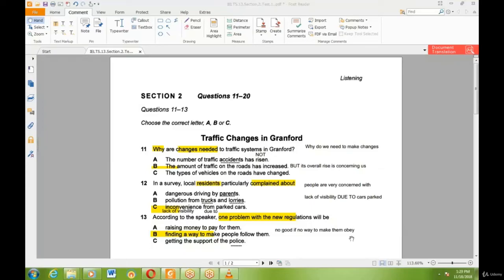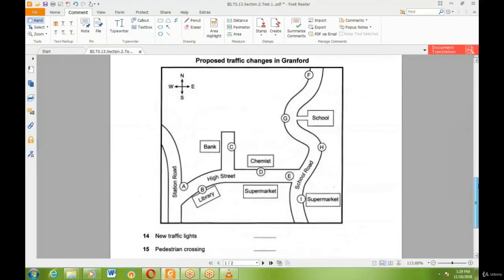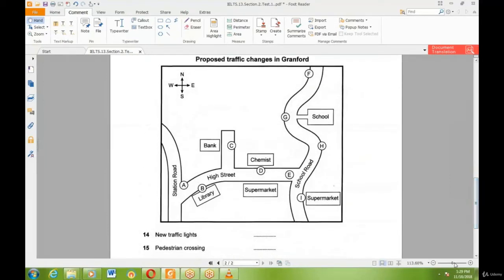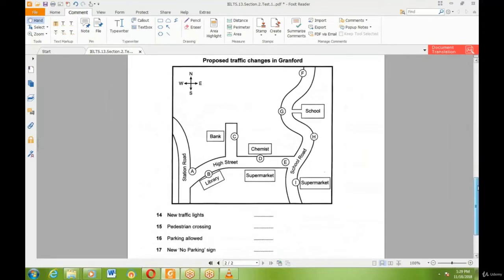Okay, everybody, excuse me. Let's go ahead and get started. We're going to go to the next part of this question, which is a map. Okay, and here is the map that we're looking at.